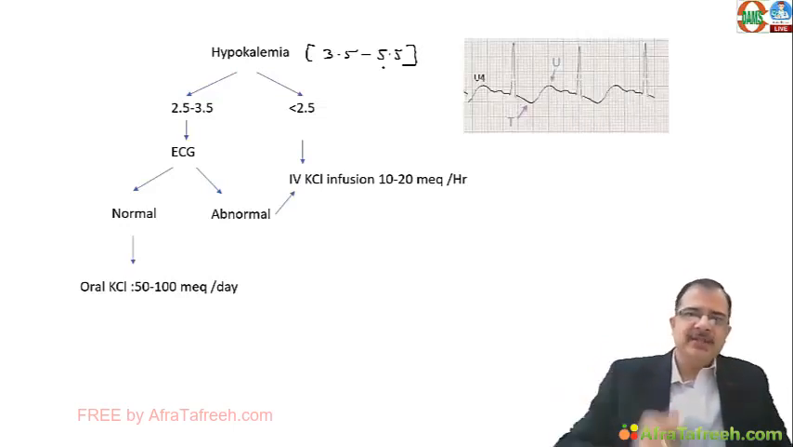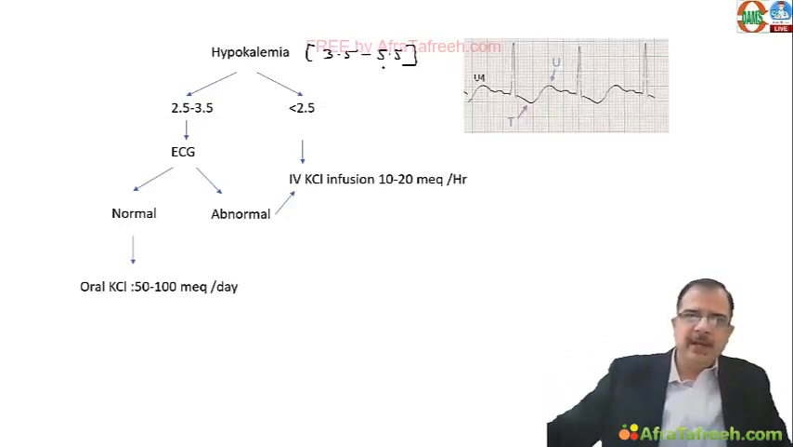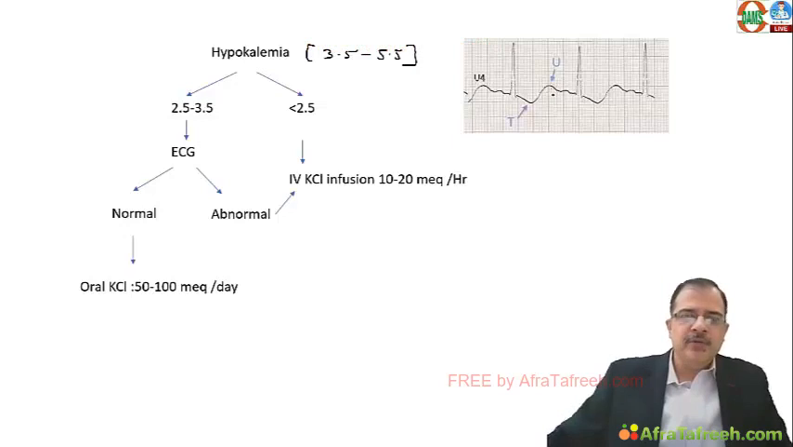And this is the ECG of hypokalemia, where you can see that ST segment depression is there, T inversion is there, and a prominent U wave is present. So this defines the hypokalemic change in the ECG.